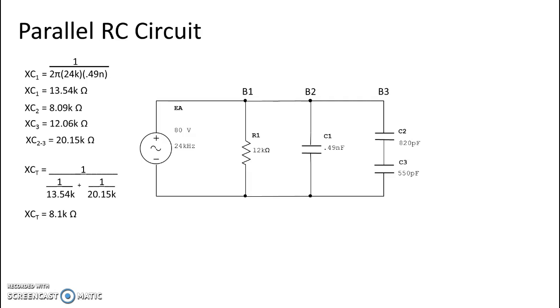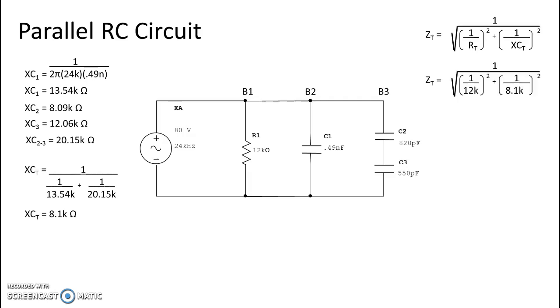Alright, then we take that and we put it into our impedance formula, which is the ohmic value for the total circuit. When we're familiar with that formula, we take our total resistance, which is 12K, and our total capacitive reactance, which is 8.1K, and we get an ohmic value for the circuit that is 6.7K ohms, which seems reasonable considering our rule that it must be smaller than the smallest value. Okay, once we have our total ohmic value, we can look for current. So we take our voltage divided by our ohmic value, and we get a current of 11.94 milliamps.